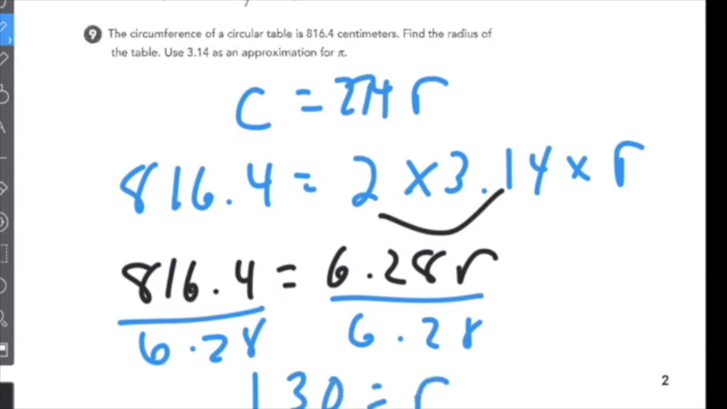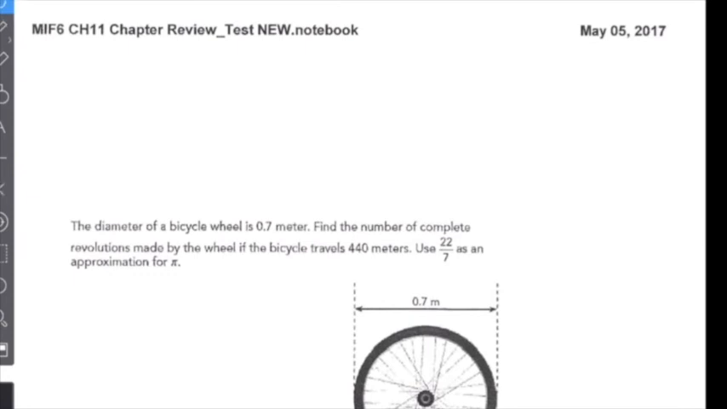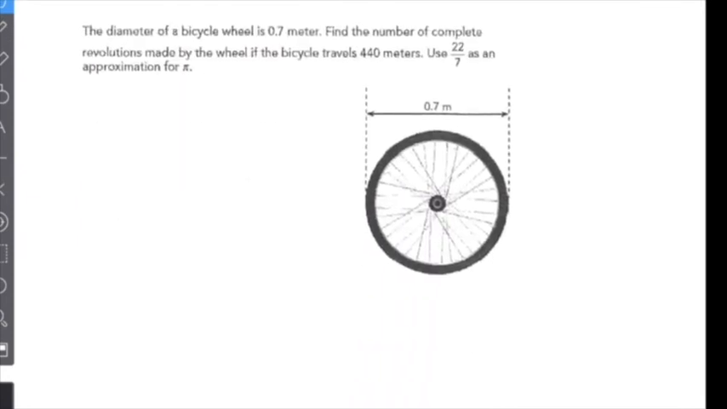Okay, next page. This one I'm not going to go over because it's in lesson 11.3. This was homework from the other day. So again, this is in my video lesson 11.3. The answer, though, just in case you need it, is 200. Sorry, I wrote 22. Let me just delete that. It's 200 revolutions.